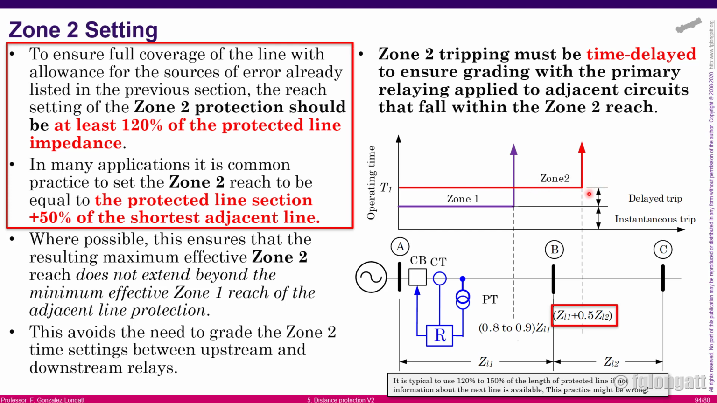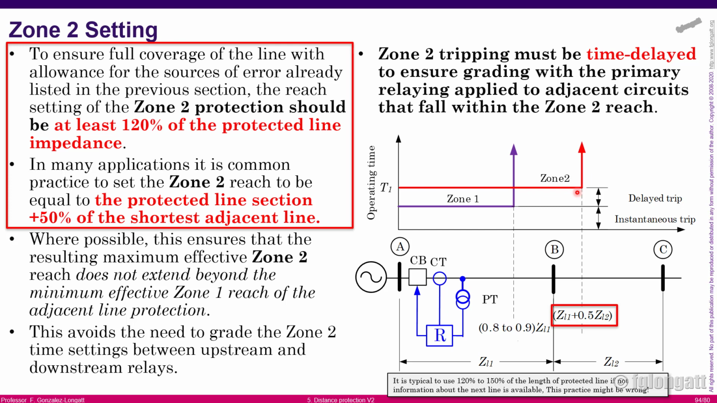Okay. But also, if we have a fault here near B, the relay will be able to see the fault and also trip with a delay. Okay. But now, what is the typical specification for zone 2?